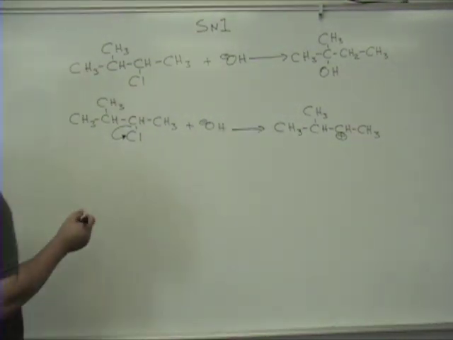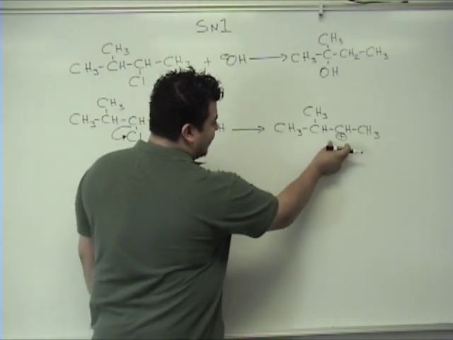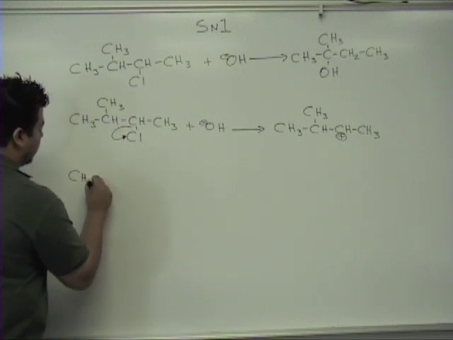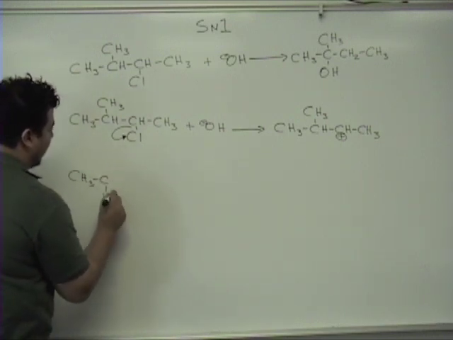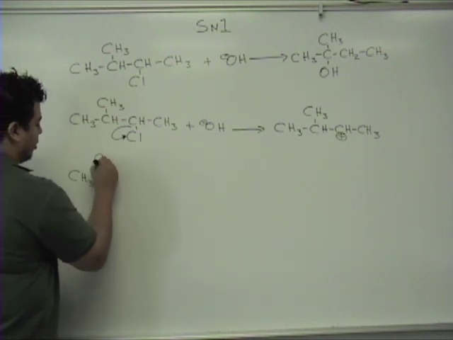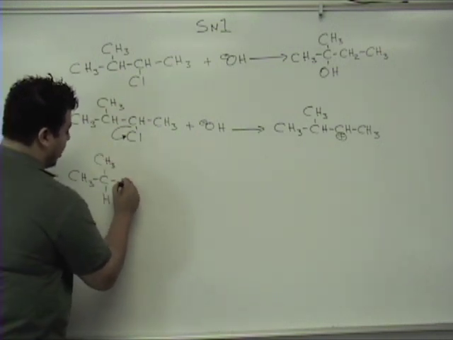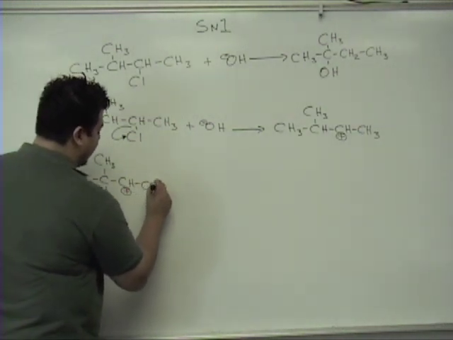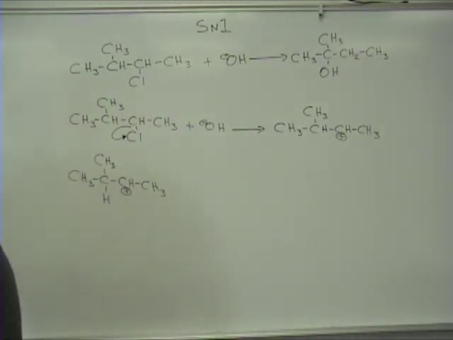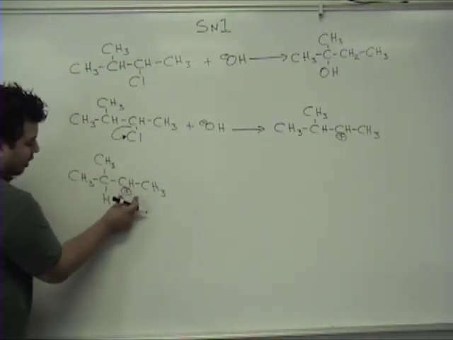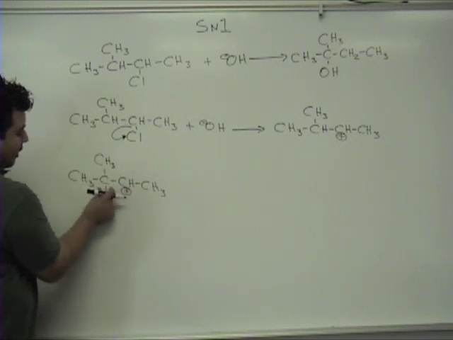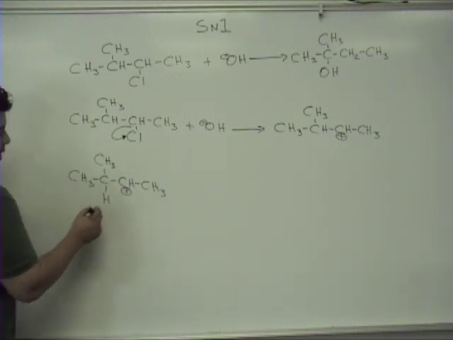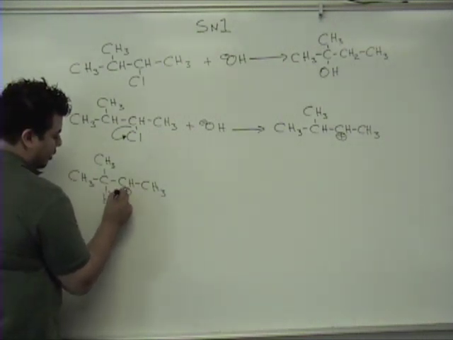Now, what's going to happen is we do have a secondary carbocation. Let me write it here. CH3, C. I'm going to draw my H. This H, I'm going to put it down. CH3, then CH, my carbocation right there, and CH3. So, we have a secondary carbocation, but right next to it we have the potential of a tertiary carbocation. So what's going to happen is we have a 1,2 hydride shift.